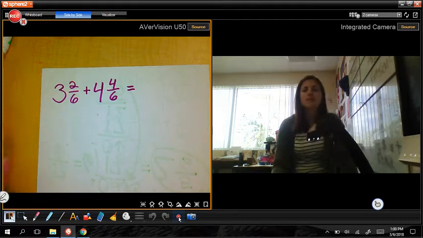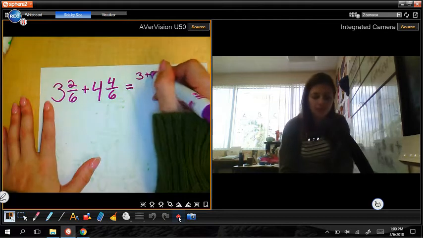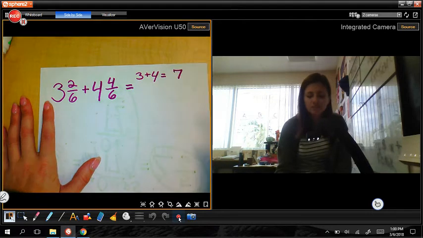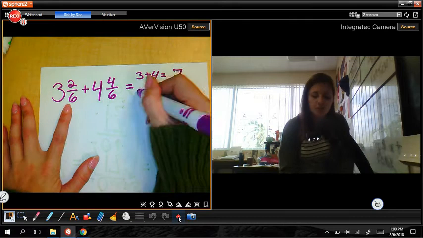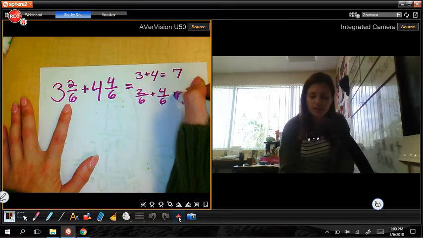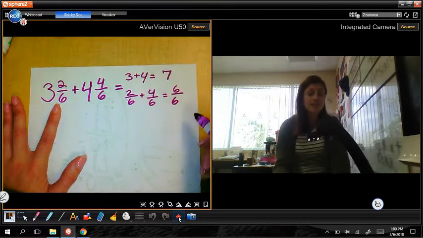Well, first I'm going to add my whole numbers. So I'm going to add 3 plus 4. And that's going to combine to give me 7. And then I'm going to add my fractions. 2/6 plus 4/6 gives me 6 over 6. But wait, what is 6 over 6?